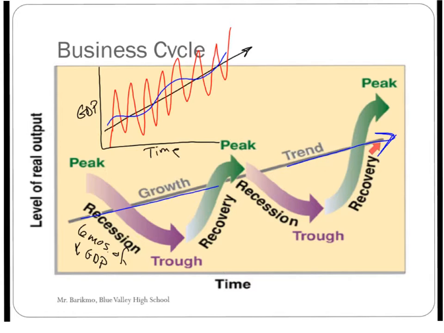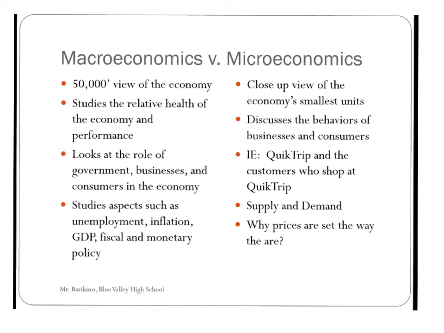Remember, this is our trend line that we want, and we want that trend line to be moving in an upward direction. We want more of this blue line to follow the trend line rather than the red line because the red line is volatile, whereas the blue line is much more stable in terms of economic growth. The last thing we looked at was the very different views of microeconomics and macroeconomics.